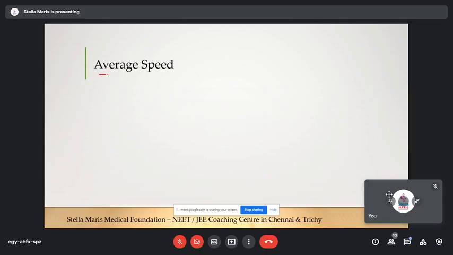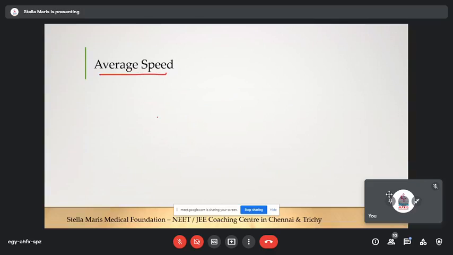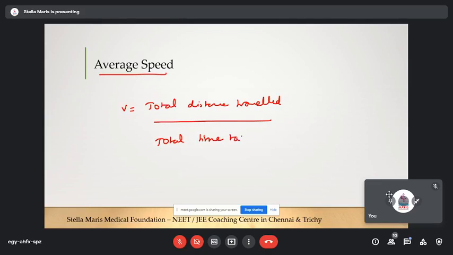Another quantity is average speed. Average velocity involves only the displacement of the object in motion. In average speed, it involves the distance traveled by the object. I am writing v is equal to total distance traveled divided by total time taken. Average speed is total distance traveled divided by total time taken.